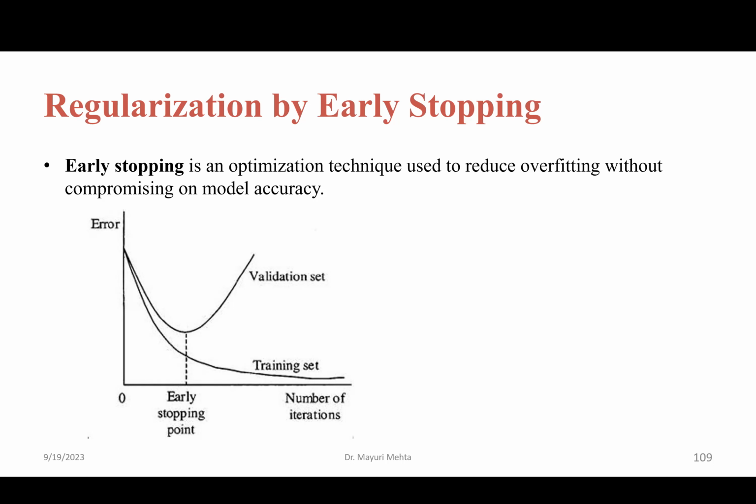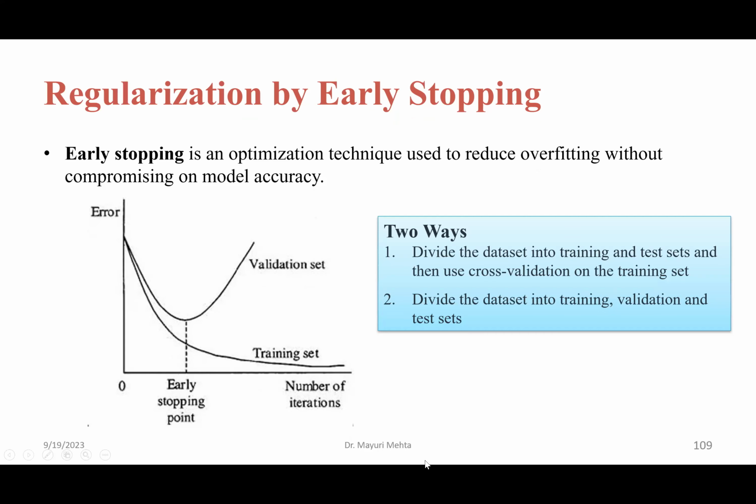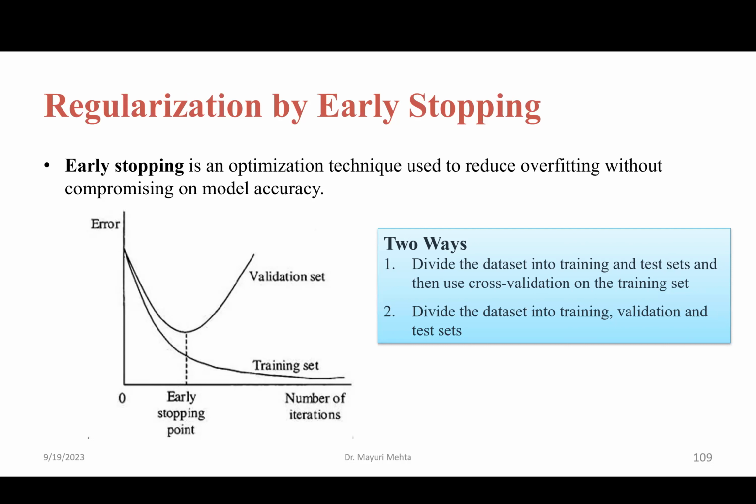Regularization by early stopping can be done in two ways. The first way is to divide the data set into training and test set and then use cross validation on the training set. Divide your given data set only into two parts, training and testing, and then use the cross validation technique on the training set. That is the first way.